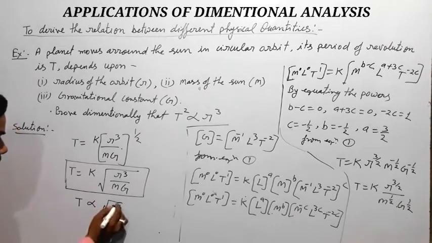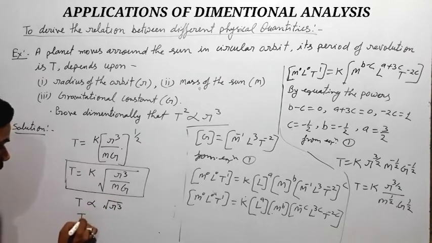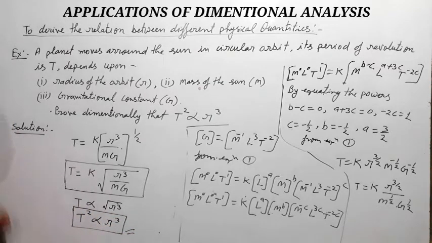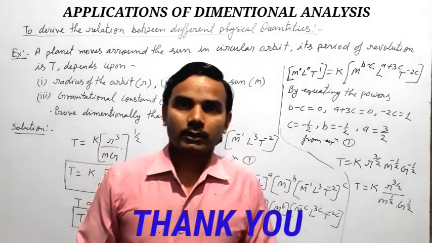Okay, so on squaring both sides we can write T squared is directly proportional to r cubed, and this is the final answer of this question, because we have to prove that T squared is directly proportional to r cubed. Okay, so this is sufficient for today.